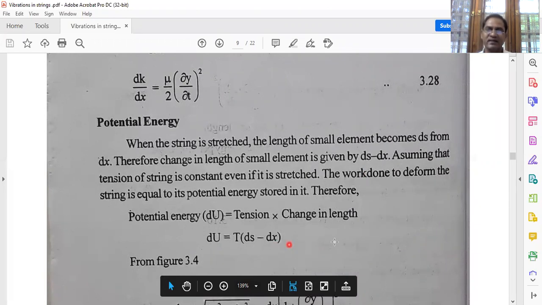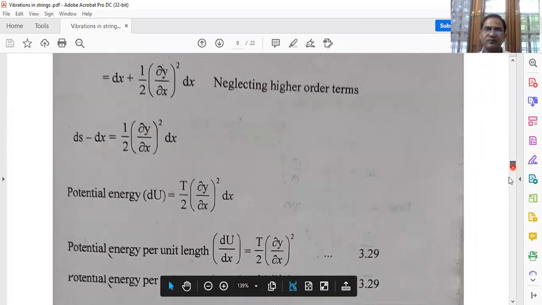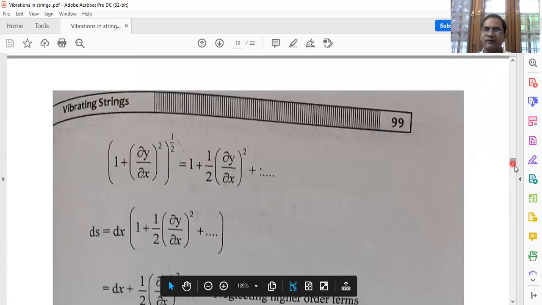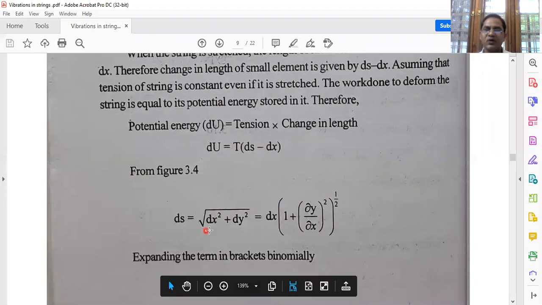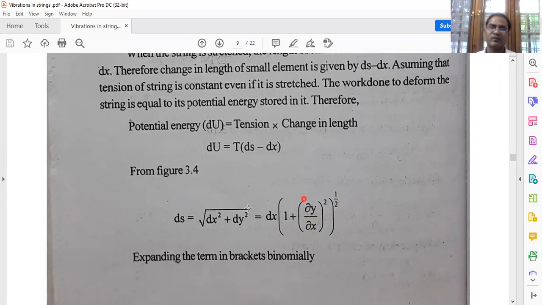Now, ds minus dx is equal to, but ds is equal to square root of dx square plus dy square. Already I explained this one. This is equal to dx square plus dy square whole power of, in this dx taken common, 1 plus dou y by dou x whole square, whole power of. Followed? So this is how I am writing dx square plus dy square whole power of.